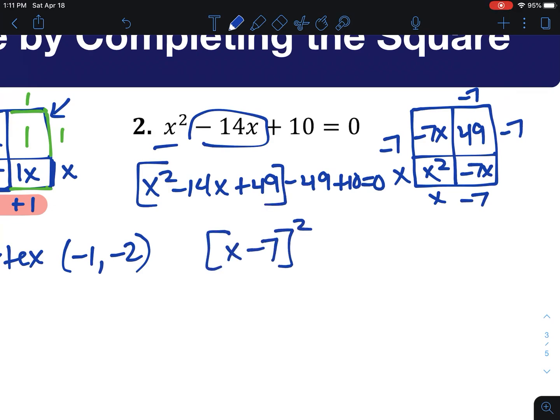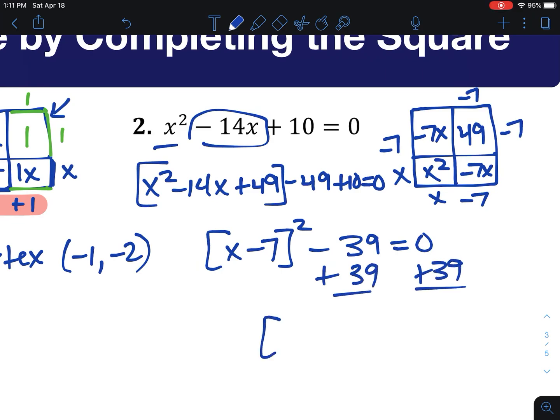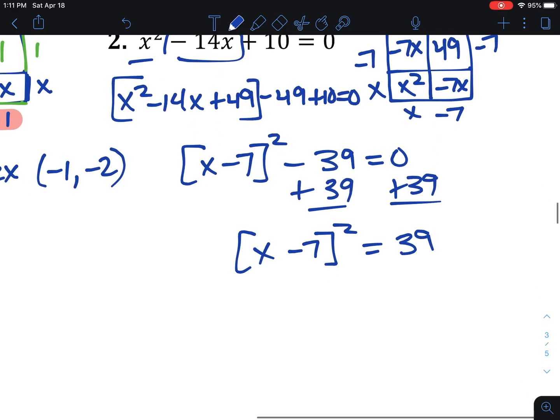That's x minus 7 squared. Combine your numbers here. It's minus 39 equals 0. A couple more steps and we got this done. Plus 39. So x minus 7 squared equals 39.